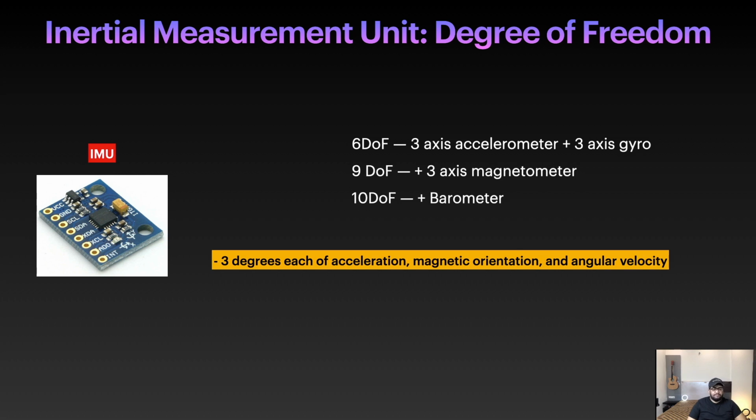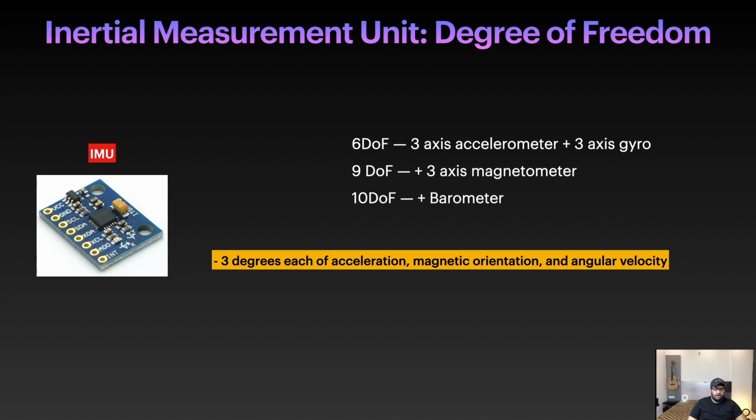Similarly, the gyroscope helps you find the angular velocity on a particular axis. What is the angular velocity in one particular direction? Let's say pitch. With the help of the gyroscope, you can measure that. And with the help of the magnetometer, you can find the magnetic orientation of your drone.